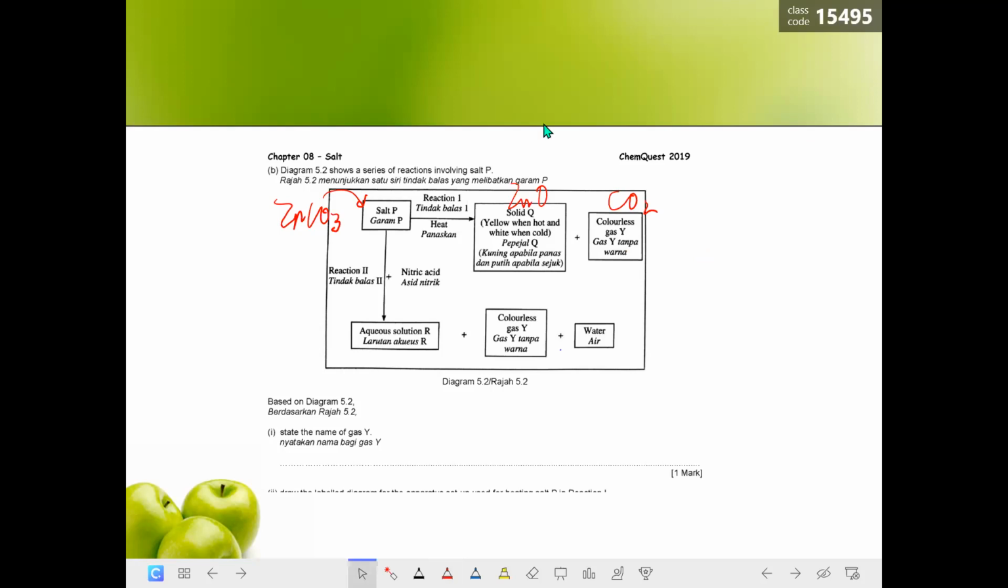All right, now my zinc carbonate reacts with nitric acid. What am I going to get? What's my aqueous solution R? Zinc nitrate. Very good. I gave the answer like a million times. I'm going to get zinc nitrate, correct. What's my colorless gas?